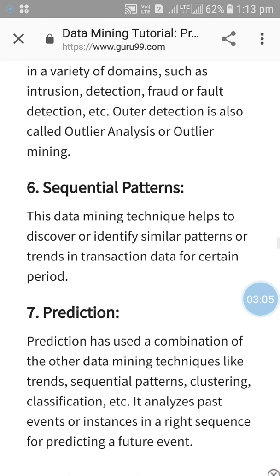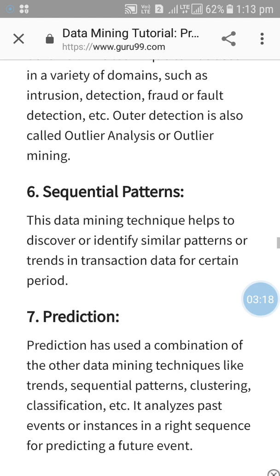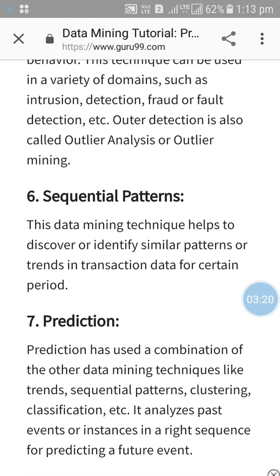Prediction. Prediction is a technique in which we find the future aspect depending on the present data. It also includes trend analysis, sequential patterns, clustering, classification. Various other techniques are also used in this prediction based technique.